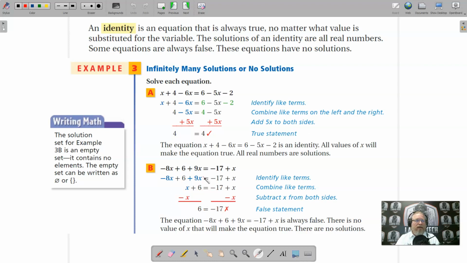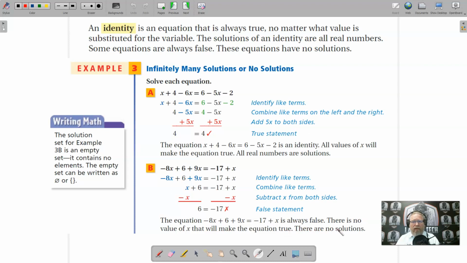And notice that when we tried to solve this, the variables just kind of faded away and disappeared, and we end up with a false statement. 6 is not equal to negative 17. So the equation, negative 8x plus 6 plus 9x equals negative 17 plus x, is always going to be false. Therefore, there is no value of x that will make the solution true.